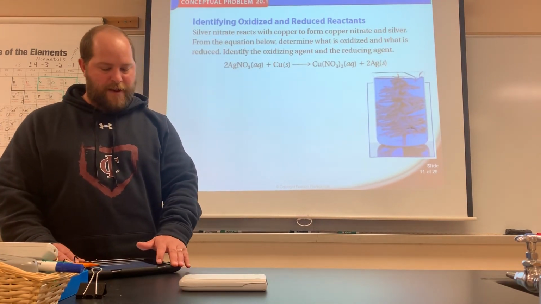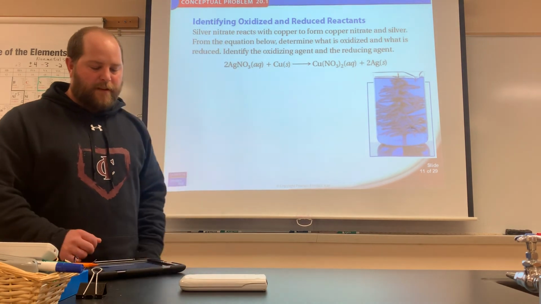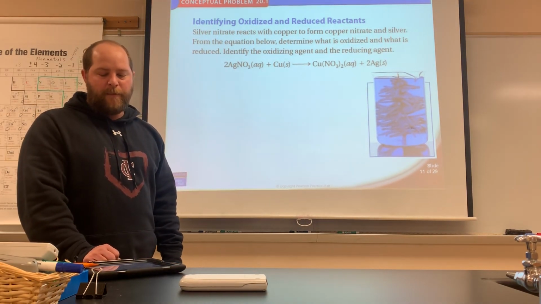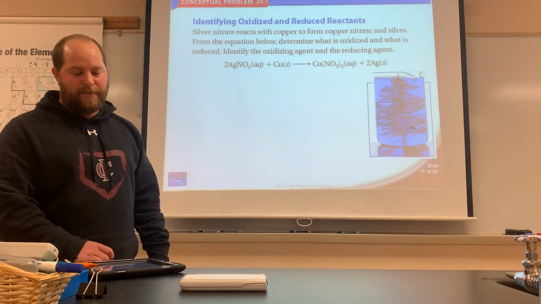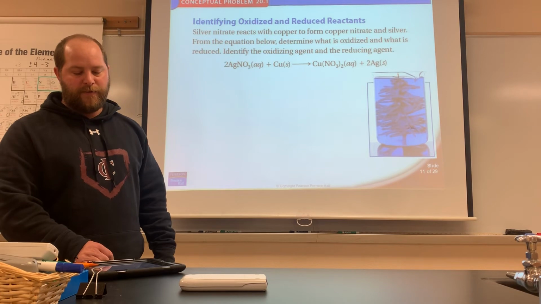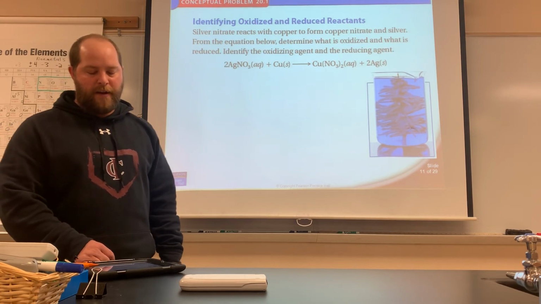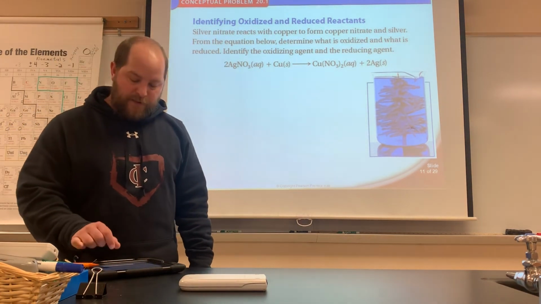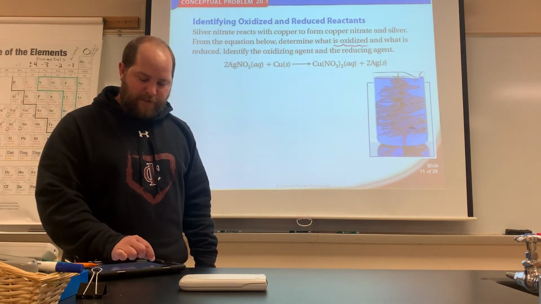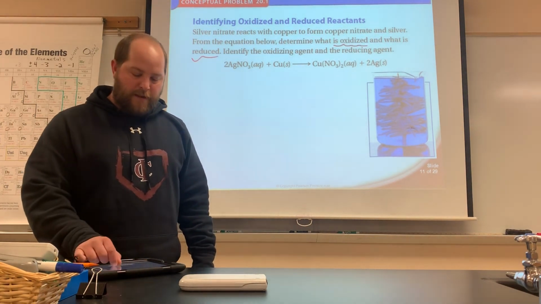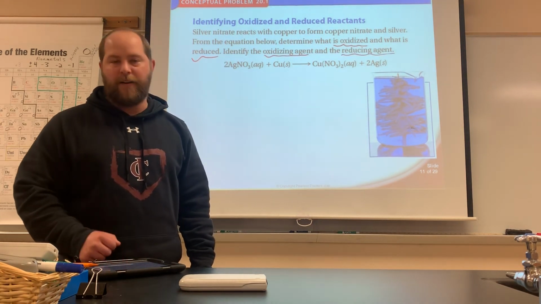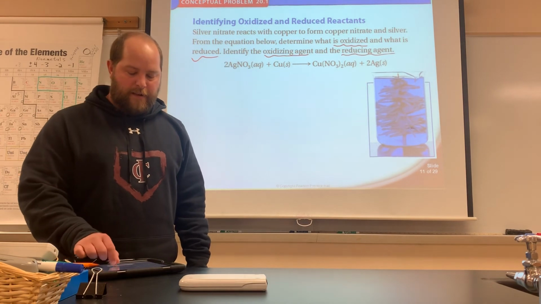So let's try to figure this out. We have silver nitrate reacting with copper to form copper nitrate and silver. From the equation below, determine what is oxidized and what is reduced. Identify the oxidizing agent and the reducing agent. So we have to figure out what's being oxidized and what's being reduced, then identify the oxidizing agent and the reducing agent.